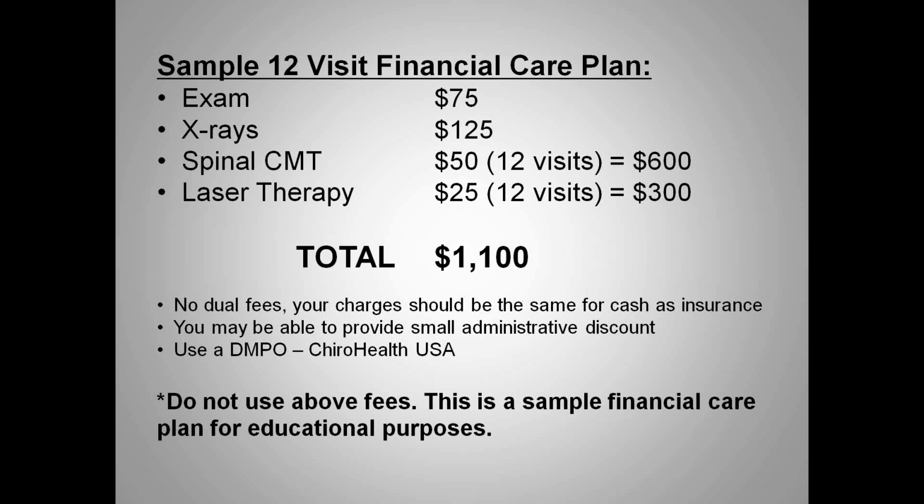So, exam, 75. X-rays, 125. You do chiropractic adjustments, you charge $50 for each one, 12 visits. We're talking about the first month of care. That's 600. Laser therapy, $25 each, 12 visits, that's 300, for a total of 1100. That's for a month of care.